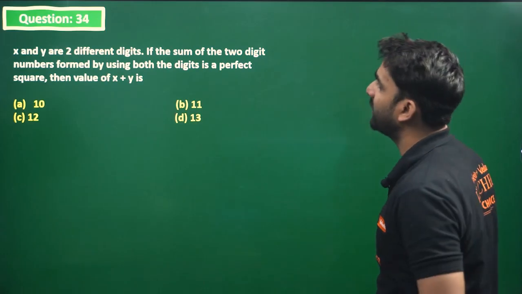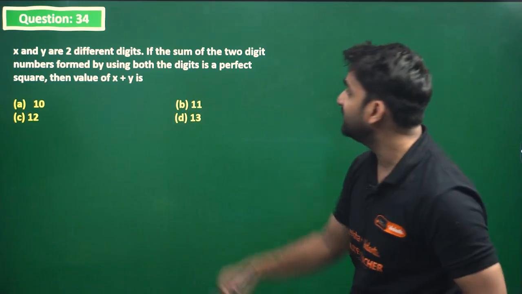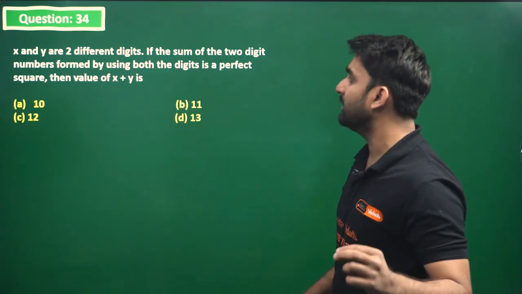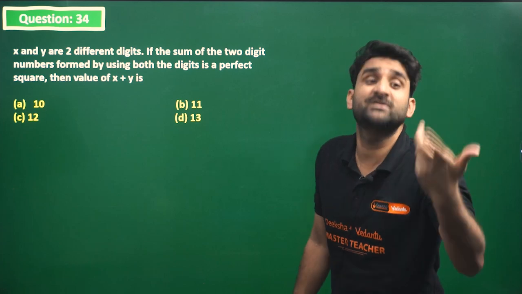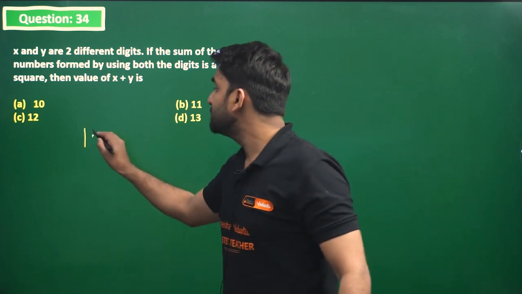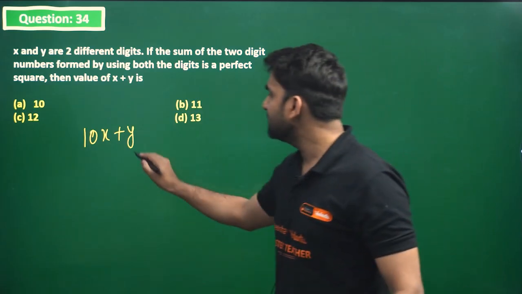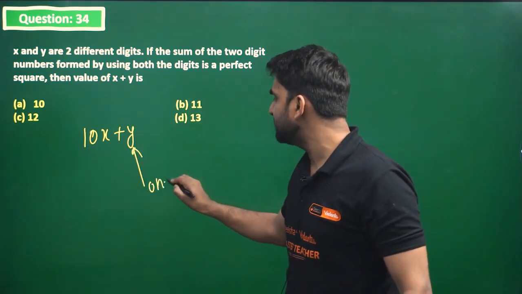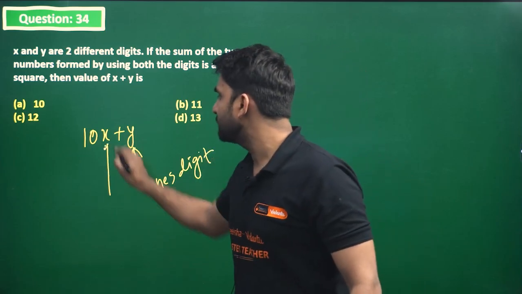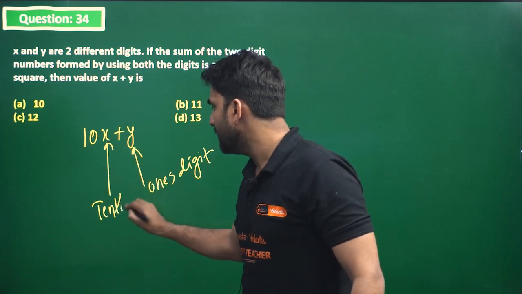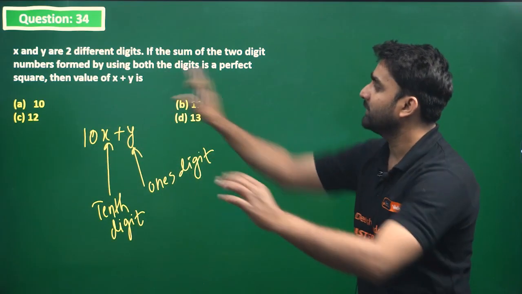Moving to the next question, 34. X and Y are two different digits. If the sum of the two-digit numbers formed by using both the digits, we are talking about two-digit numbers. So we all know the general form of a two-digit number is 10x plus y, right? And this y is called the ones digit, and this x is called the tens digit. I hope you are getting my point. So by using this formula, you can solve this question.